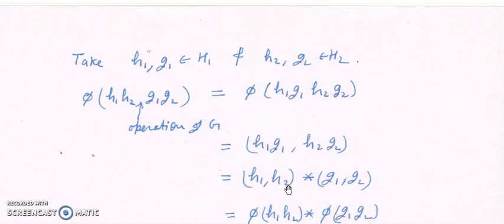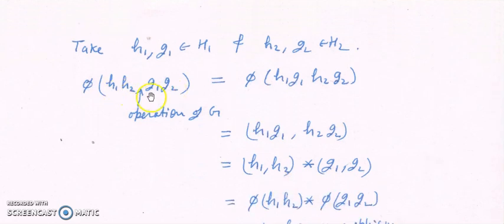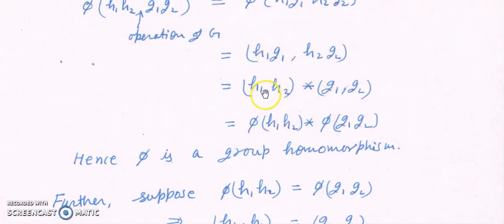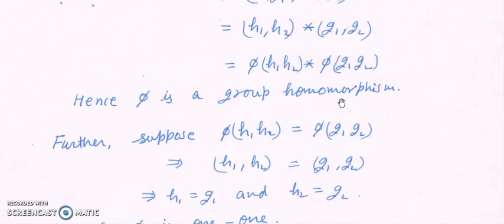Now consider two elements of the group G, H1 H2 and G1 G2. So H1 belongs to H1, H2 belongs to H2, and G1 belongs to H1, and G2 belongs to H2. Now because H2 and G1 will commute, we can write it as phi of H1 G1 H2 G2. By definition of phi, it can be written as H1 G1 and H2 G2. And next, by definition of star, we can write it as H1 H2 star G1 G2. So this is phi of H1 H2 and phi of G1 G2. Hence phi is a group homomorphism.